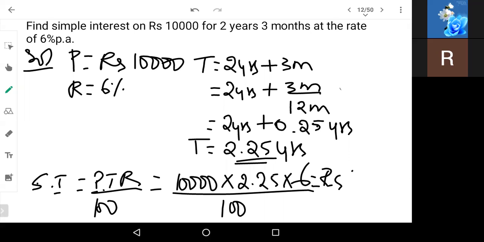Very good. 1,350. So the simple interest is rupees 1,350. So when you have years and months, make sure you convert them to years and then you solve the problem.